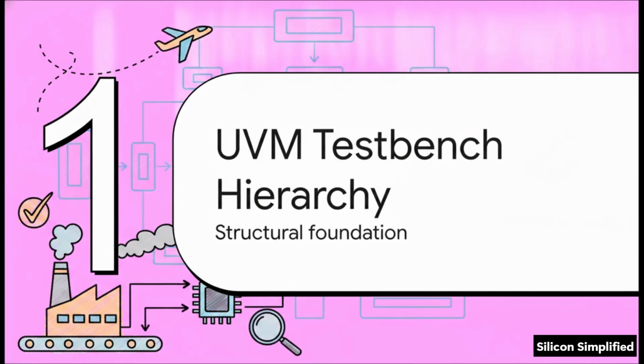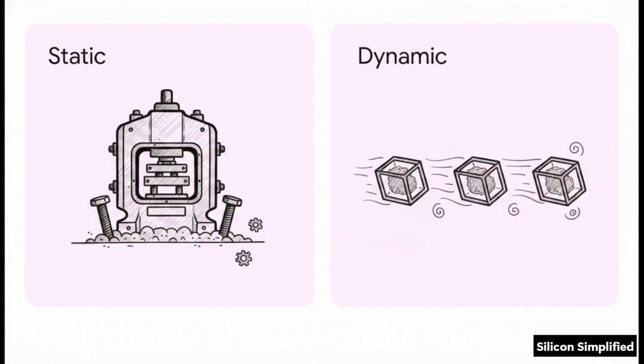All right, Section 1, the UVM test bench hierarchy. Let's start with that 30,000-foot view of our verification factory, because before we write a single line of protocol-specific code, we absolutely have to establish the physical structure of our test environment. Now pay attention, because this is a classic interview question right here.